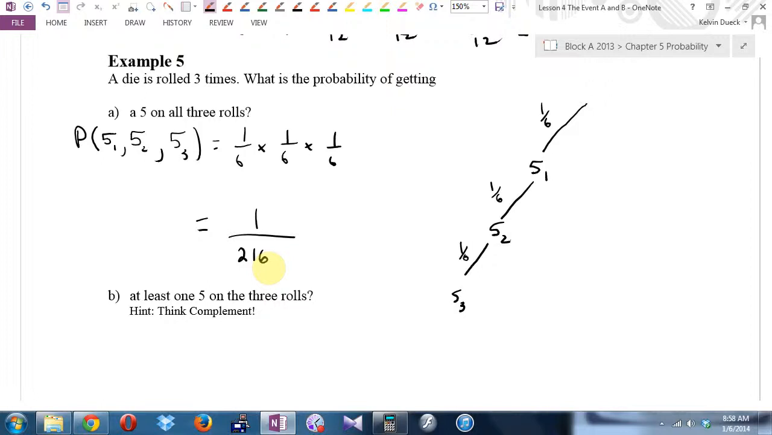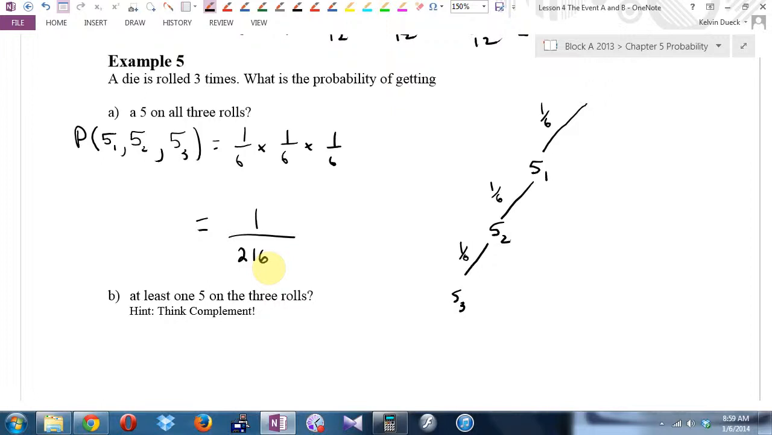I like B, I like B, I like B. B is a nice question. Kyla, can you read B to me, please? At least 1 5. What does that mean? That means 1 5 or 2, Rosanna, or?